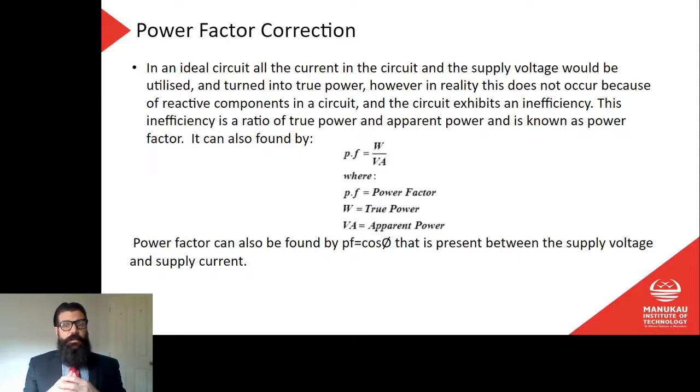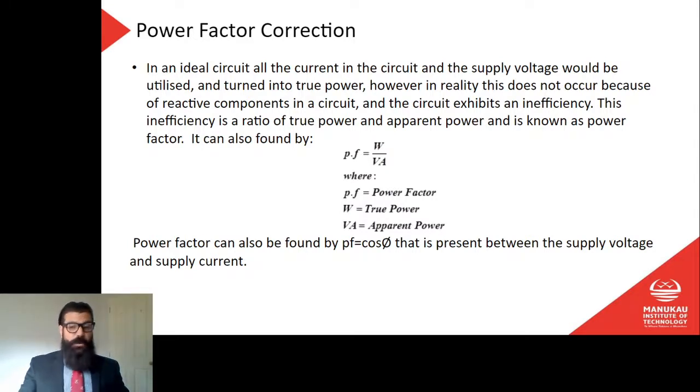However, in reality, this does not occur because of reactive components in the circuit. We have inductors, we have capacitors. So the circuit will exhibit some inefficiency. This inefficiency is a ratio of true power and apparent power and is known as power factor. It can be found by W over VA, where W is true power, so it's W because it's watts, and VA is apparent power, it's volts times, and it's total volts times total amps. So it's just a ratio, W divided by VA, or true power divided by apparent power. That's power factor, and it'll be a number between 1 and 0.